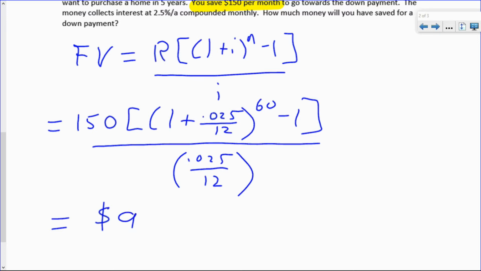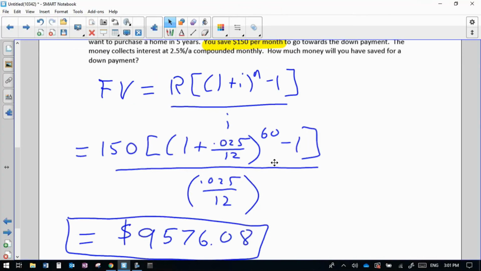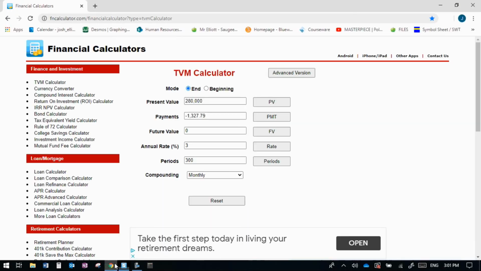Get about $9,576.08. Not a huge down payment, but I just wanted to remind you that we do have that other formula that we can use as well. Now, if I wanted to use the TVM solver to check that answer, I can do that.